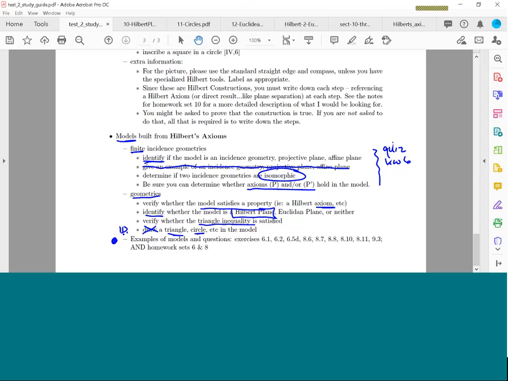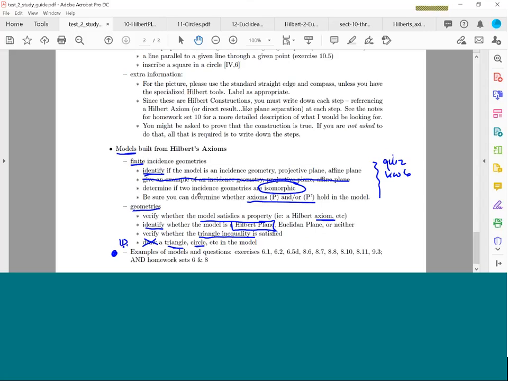I don't anticipate models being too much of an issue, but these are ones where I don't know the best way of studying. In terms of being able to verify these different things, you want to make sure you know what the definitions are, know what the axioms are, and how to use them. That's the big thing first. So in terms of sections on this exam, it's sections 6 through 12.